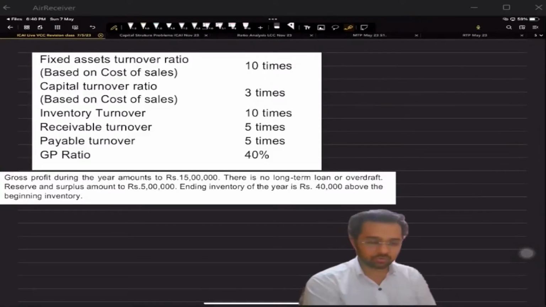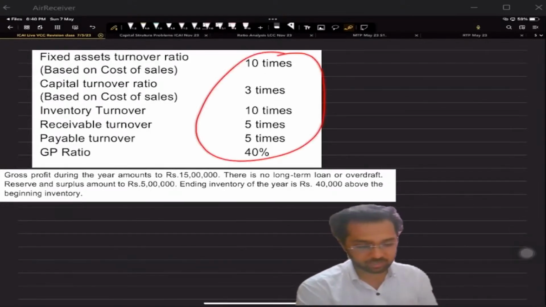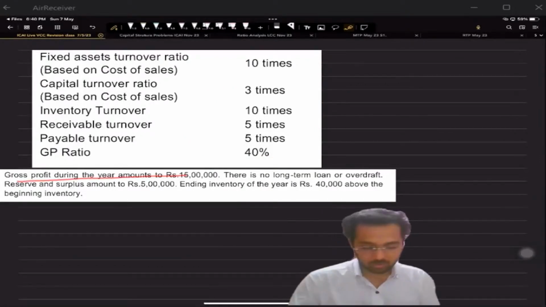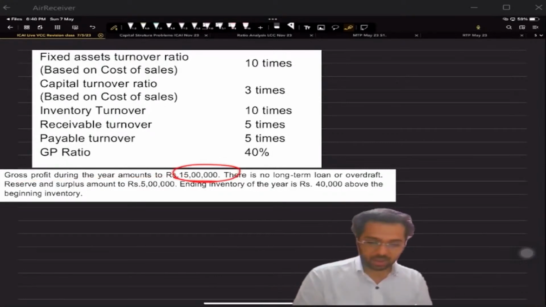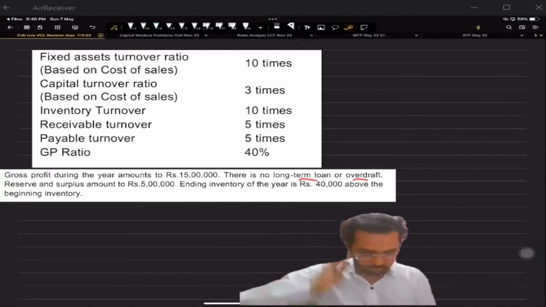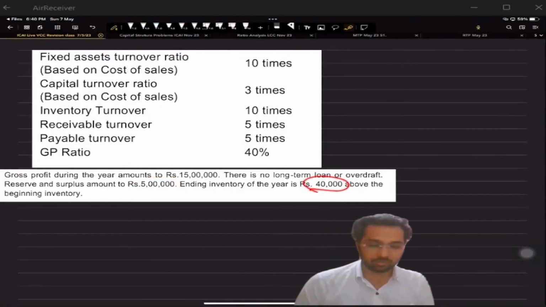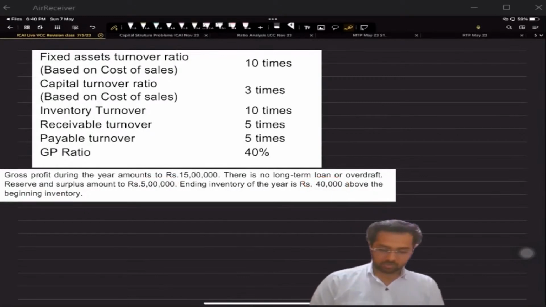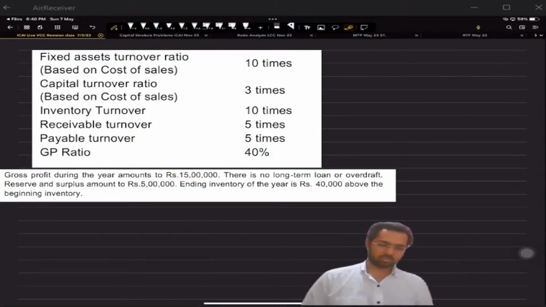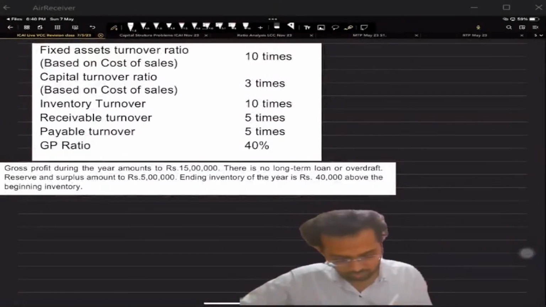Generally, students get confused as to how to solve this type of question because everything is given in terms of times and we don't have any numbers. For that, you just need to look down. We have the GP as 15 lakh. There's no long-term loan or overdraft, reserves and surplus amounts to 5 lakh. Ending inventory is 40,000 above the beginning inventory. So since we have the GP and also the GP percentage, we can easily get the sales value and the COGS value, right?